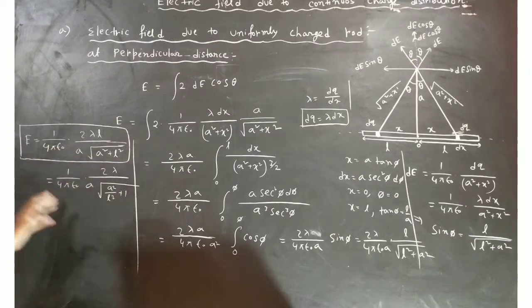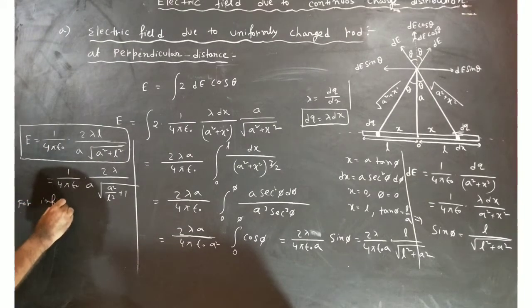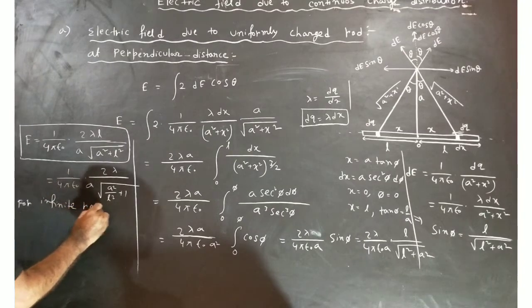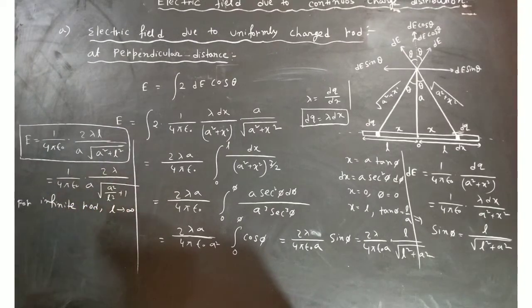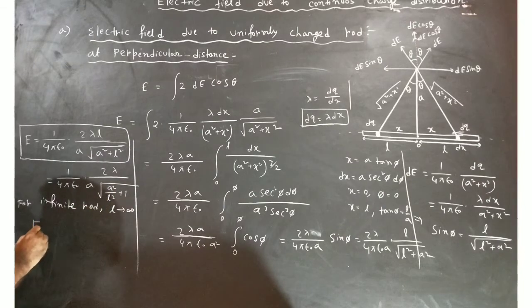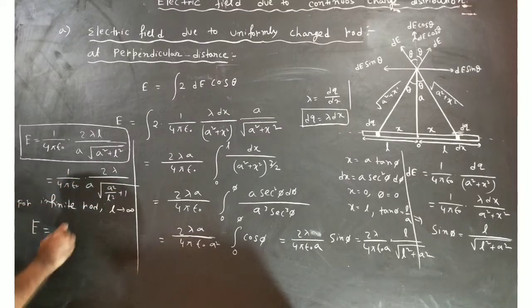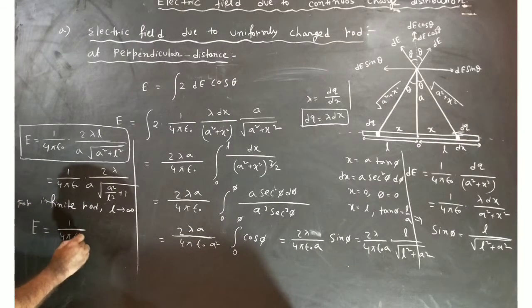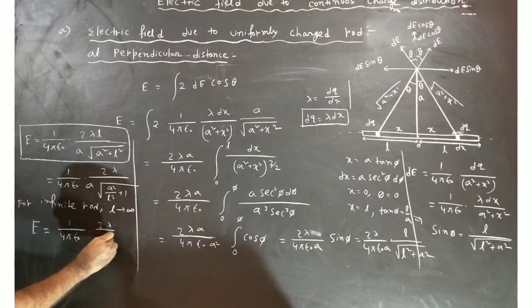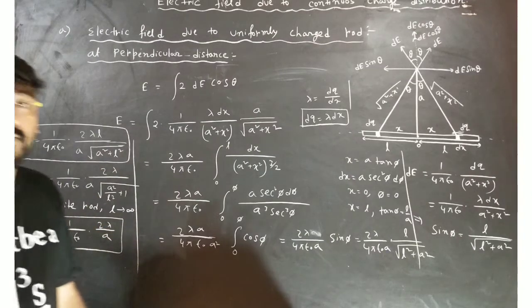Now if you put the limit here for an infinite rod, L tends to infinity, then this term will be 0. So E will be what? If you put infinity here, then something divided by infinity will be 0, so this square root term will be just 1. So your final expression will be 1 upon 4 pi epsilon naught into 2 lambda by A. So this is your result for infinite length, and we will verify this result by using Gauss law also, okay. Thank you.